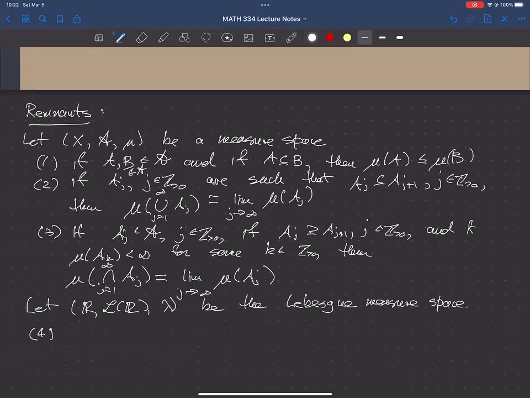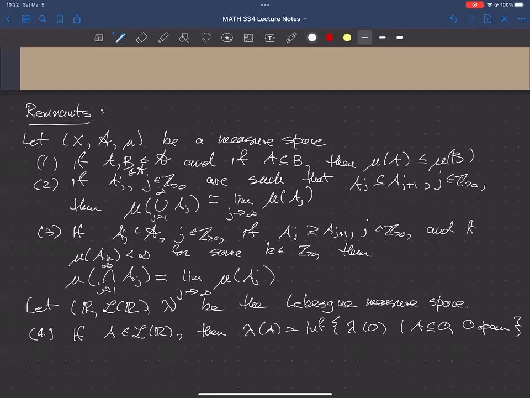is that if A is Lebesgue measurable, then the Lebesgue measure of A is the inf of the Lebesgue measure of sets O, so that A is contained in O and O is open. Okay, so the idea here is that you consider all open sets that contain A, and you take the infimum of the Lebesgue measure of those.